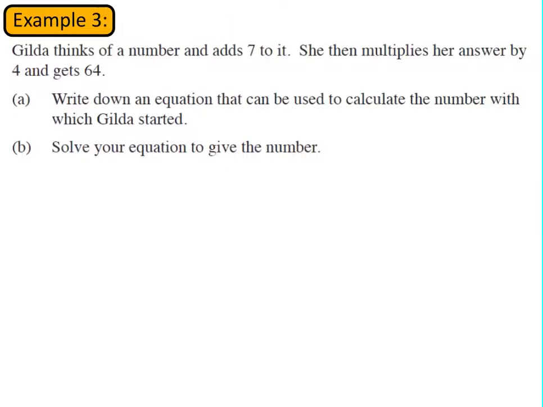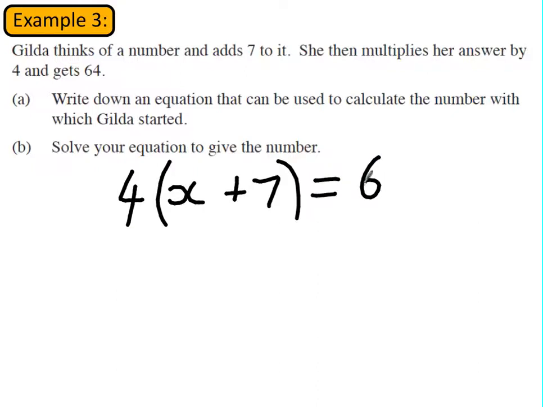On to the final page. Now this is an equation, but it's disguised in a written sentence. So Gilda thinks of a number and adds 7 to it. Let's think of the number she's thinking of as x. So we're going to add 7 to it. She then multiplies her answer by 4. So we're saying that is then times by 4, and that result is 64.